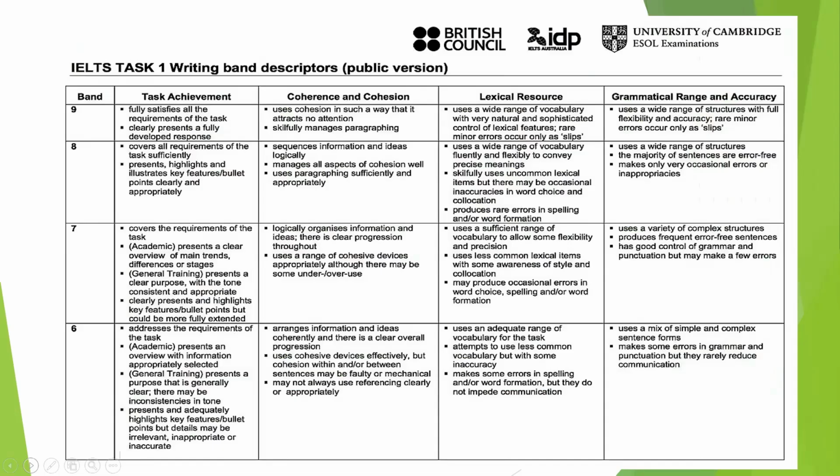Now, this is the band descriptor that the examiners will use to correct your essay and letter. It's called a public version. As you can see here, bands 9, 8, 7, 6, and their descriptions under task achievement, coherence and cohesion, lexical resource, and grammatical range and accuracy are given.